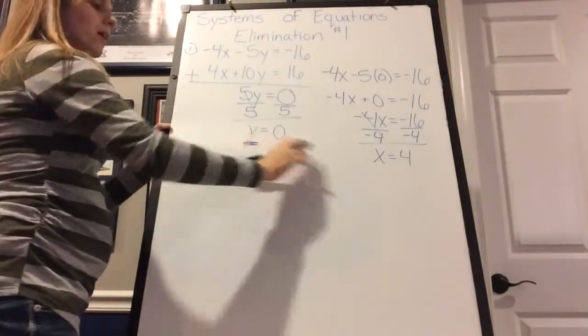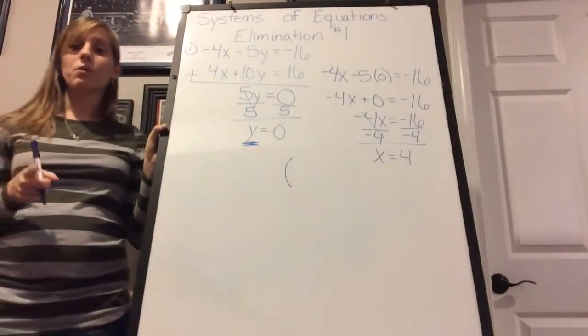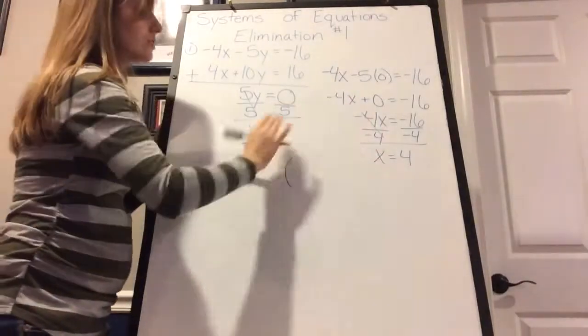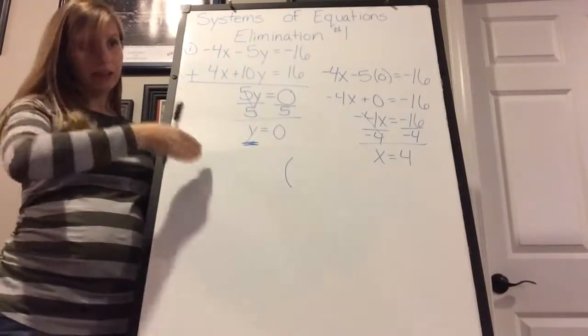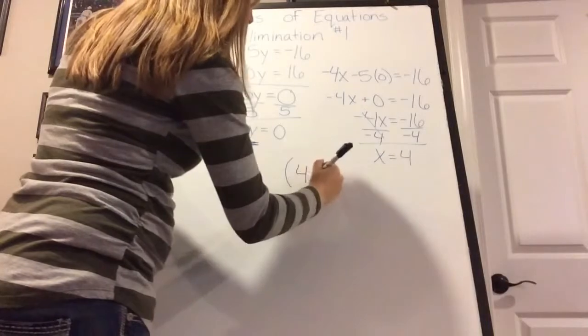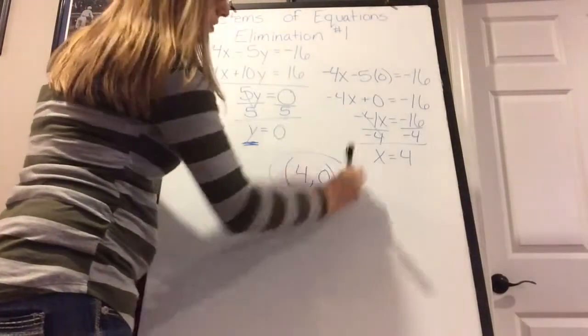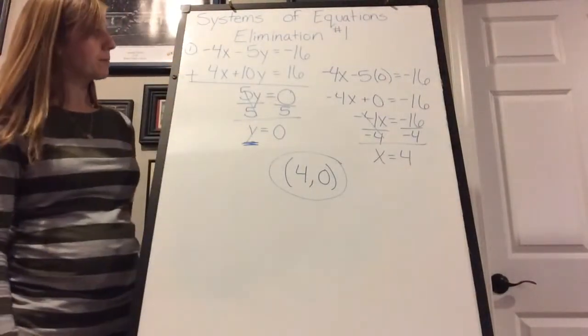So I have my y, I have my x. I need to write my point. Remember, when you write your point, x always comes first. Okay, it doesn't matter which number you found first, x always comes first. Alphabetical order, x, then y. So x is 4, it comes first. Y is 0, so it will come second. So my answer is 4, 0. And that's our solution for number 1.